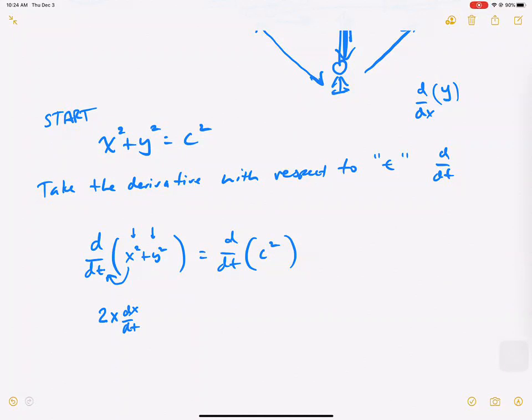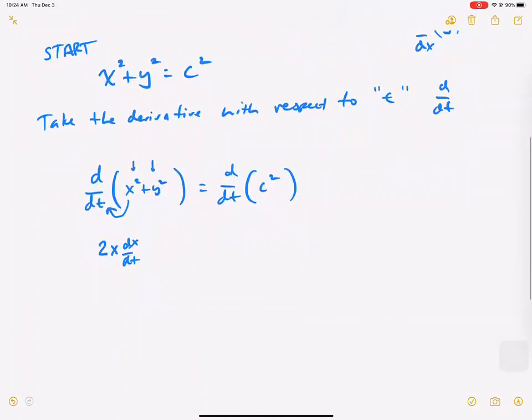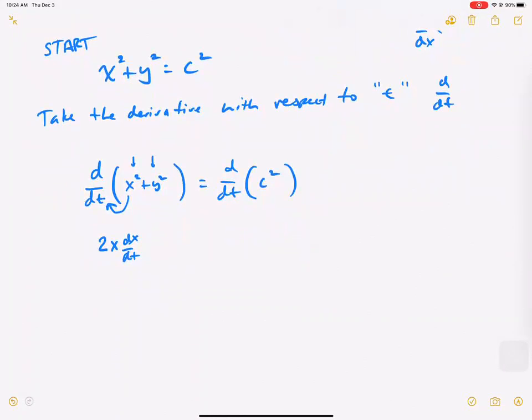Okay, tell me if you need me to write this bigger or to rephrase this. Let's try this again. The derivative of y squared is, exponents first, 2, leave the inside alone. What's the derivative of y with respect to t? dy over dt.